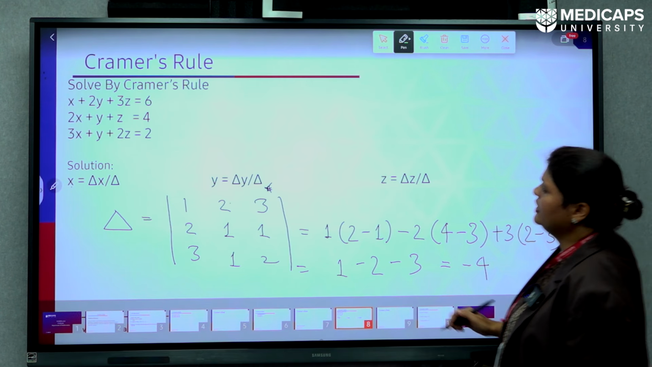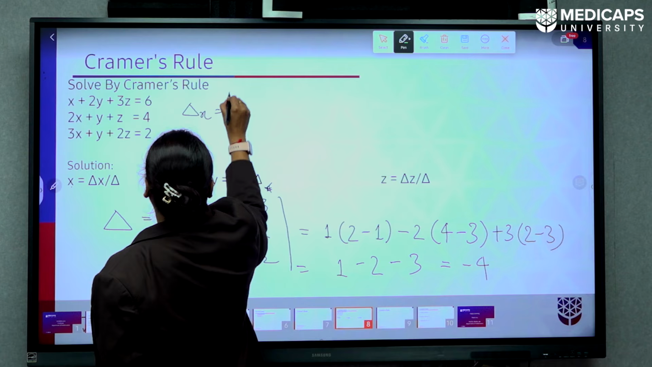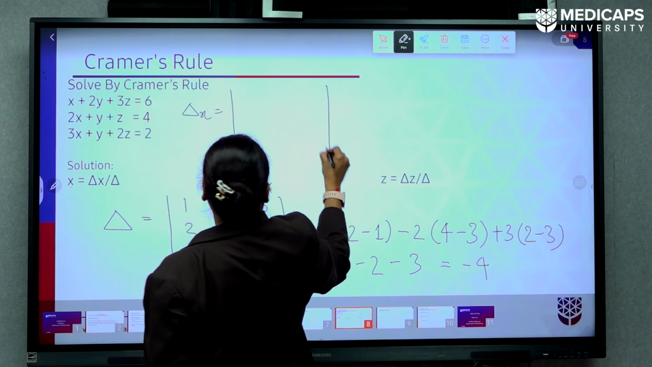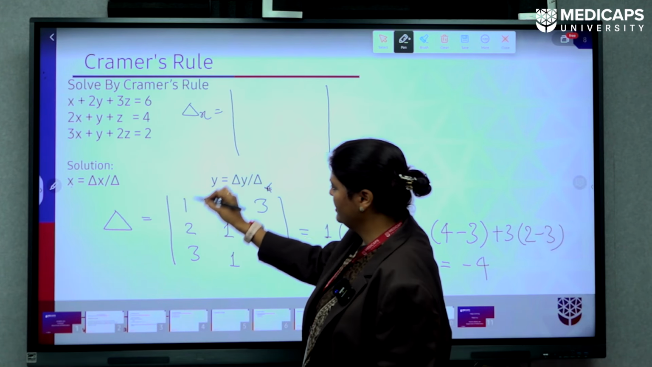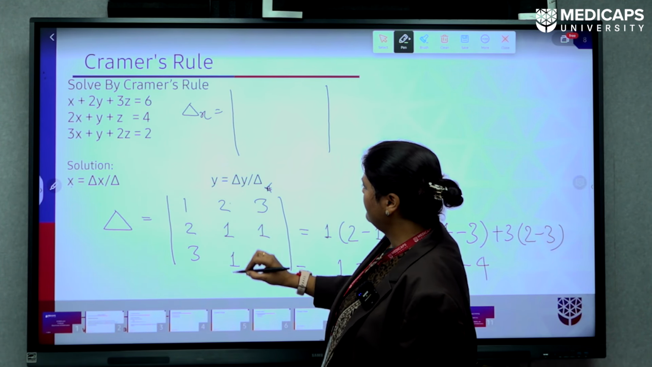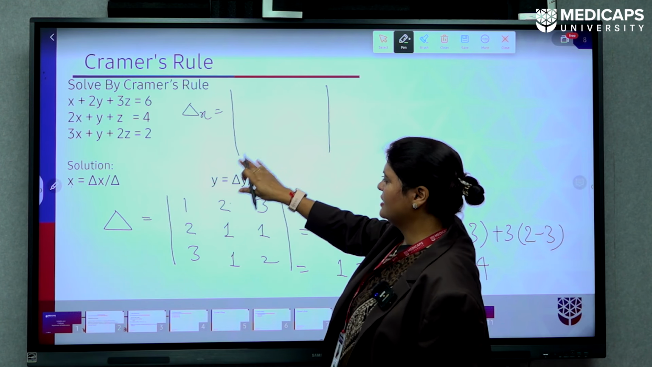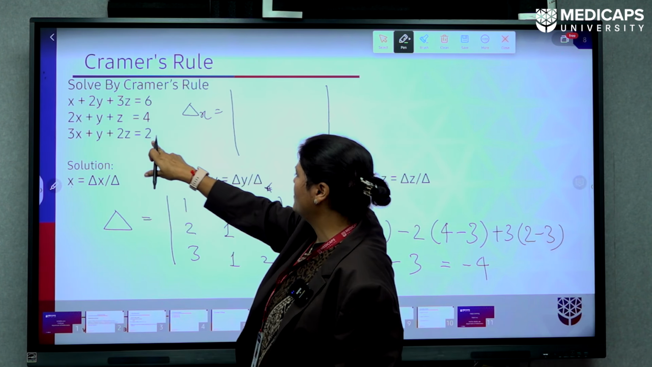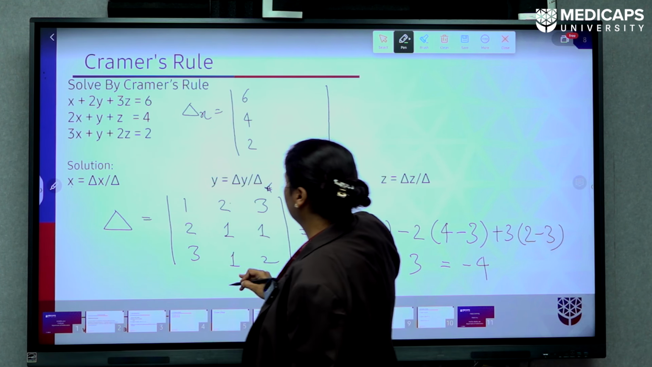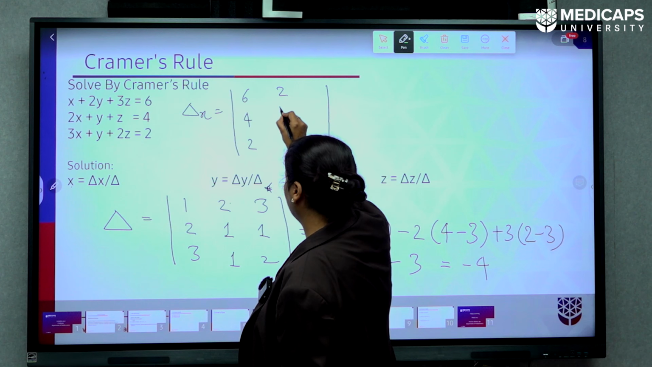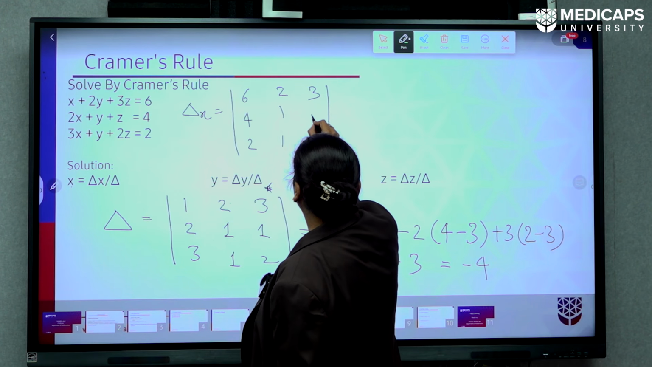Now let us calculate del x. We have to calculate del x, and for del x what we have to do? We have to make a determinant. As I have explained, when x comes, we do not write the x coefficients here. Which coefficients will we write? 6, 4 and 2. So here we will write 6, 4 and 2. The rest will be the same: the coefficients of y and the coefficients of z.